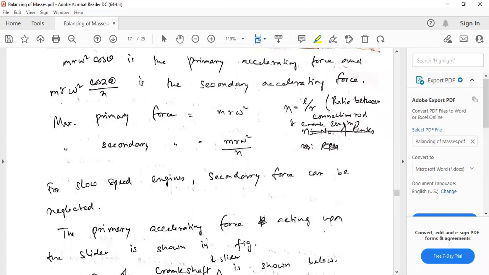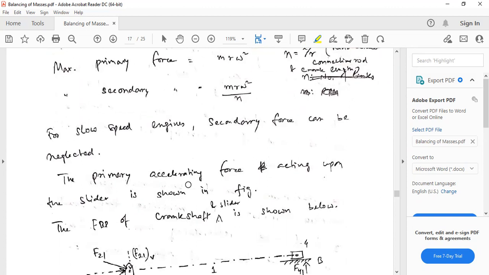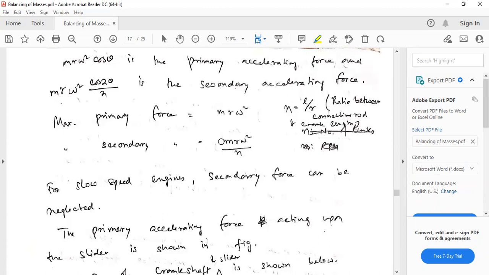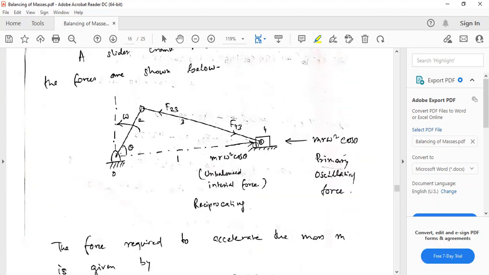Okay, cos 2θ becomes 1, and here cos θ becomes 1, so we have their maximum values, right? Now for very slow running engines, this part is neglected. We only take this as the reciprocating unbalanced force. Sorry, this is not the unbalanced one right now. We call this the accelerating force that causes the acceleration of this slider.